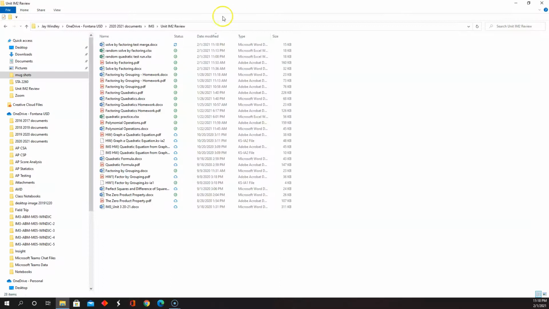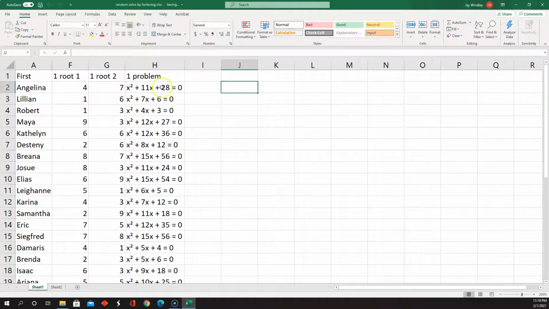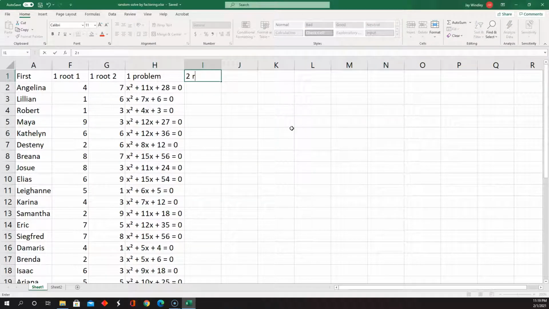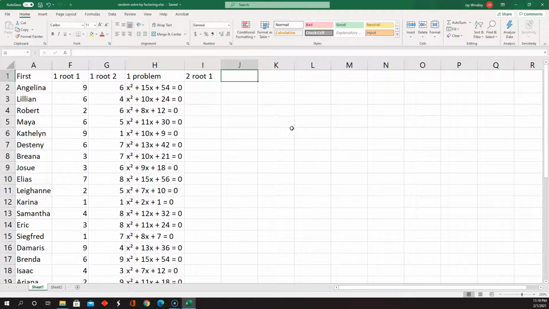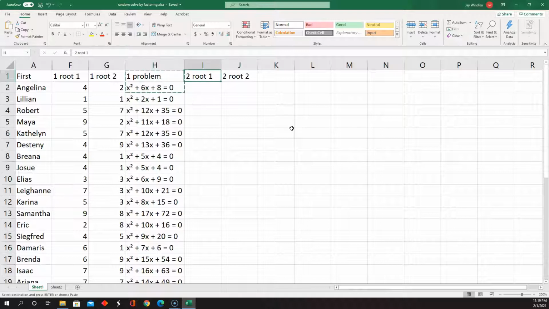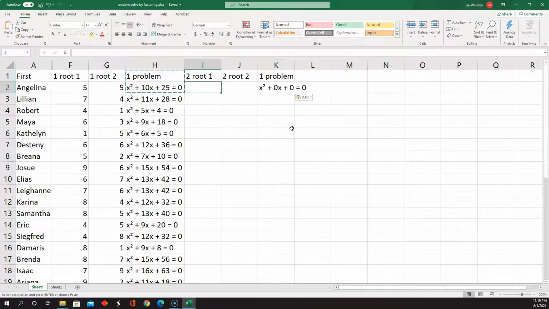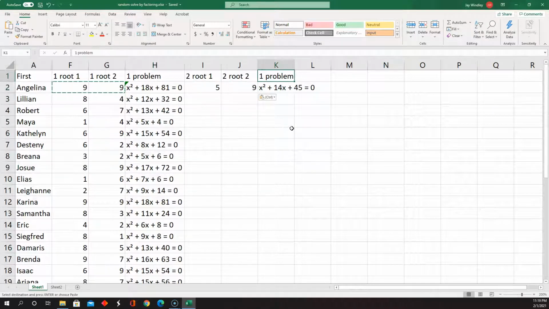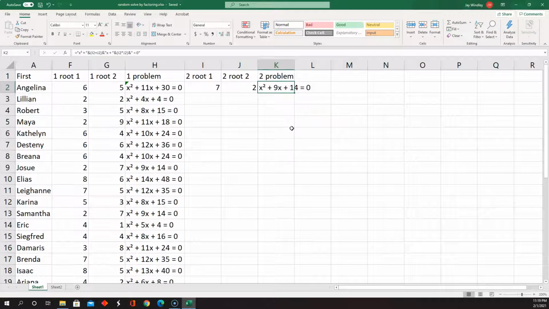Okay, so now I'm going to click Previous, and click Save, and go back to opening my spreadsheet, and I'm going to create some more problems. So problem number 2, root 1, and problem number 2, root 2, and then copy and paste that. I should have just copied and pasted that. So we've got problem 2, root 1, problem 2, root 2, and number 2 problem.